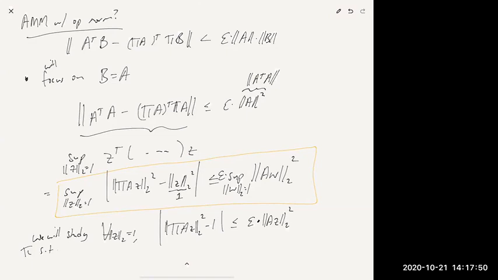Oh, sorry. I just realized this should have been the norm of AZ. Yeah, so forget that. It's not 1. It's the L2 norm of AZ squared. And then similarly, this should be AZ.